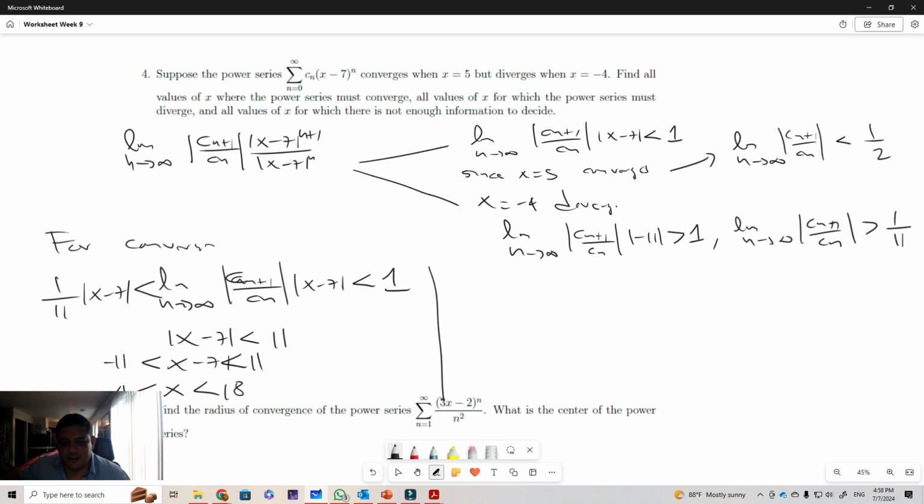Now, let's check what the divergence gives me. For divergence, I'm going to have that this limit as n goes to infinity of Cn plus 1 over Cn times the absolute value of x minus 7 should be bigger than 1. But in the meantime, this is also less than 1/2 times the absolute value of x minus 7.